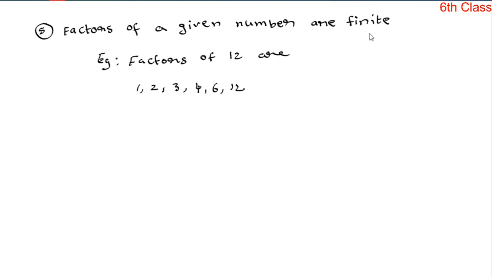Finite means countable, and the given number has countable factors. Here, how many factors does 12 have? 6 factors: 1, 2, 3, 4, 5, 6. Factors of a given number are finite. Finite means a countable number of factors.